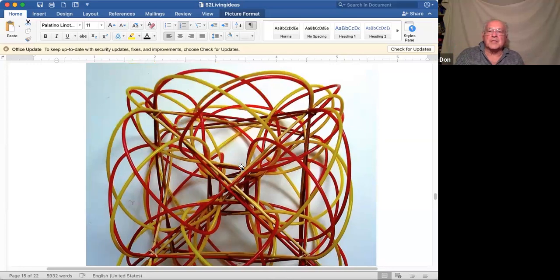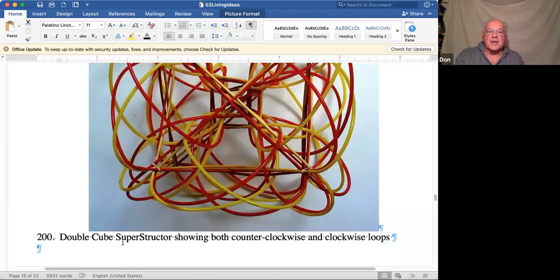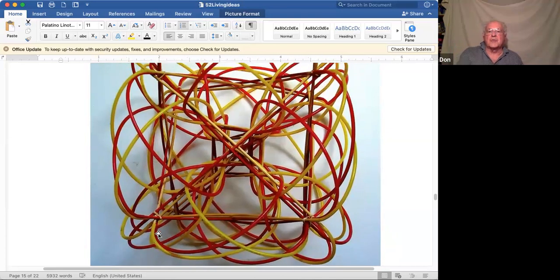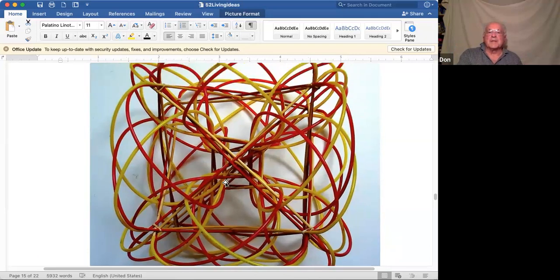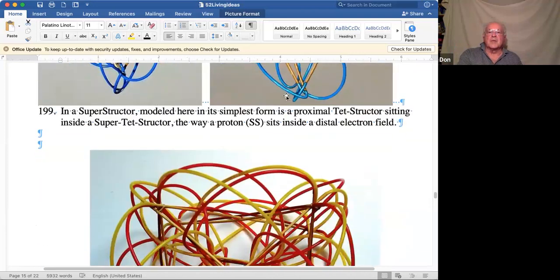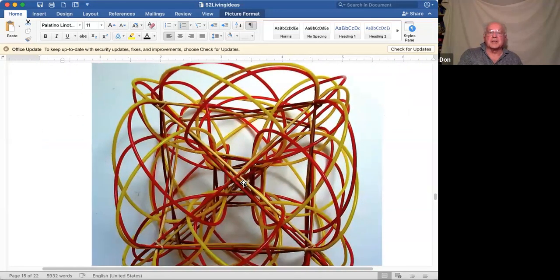So this is called a double cube superstructure, and is a true representation of what a simple hydrogen atom would look like. And it is this form here with both right and left-handed circuits in it. And that's one view.